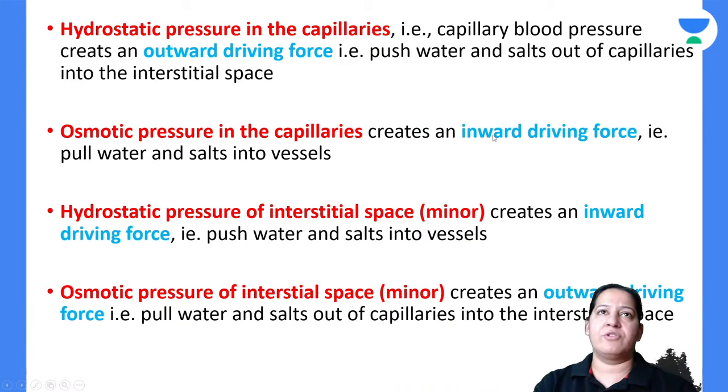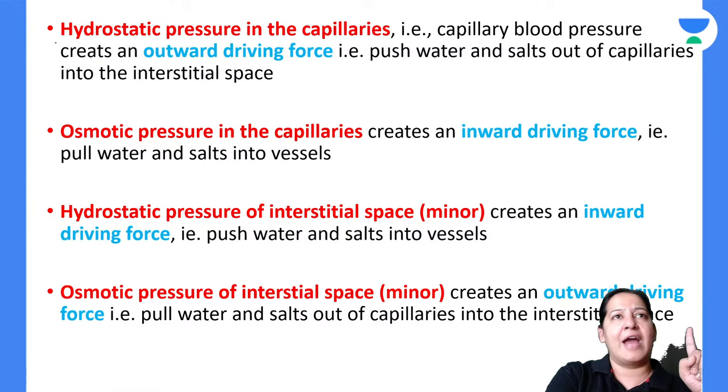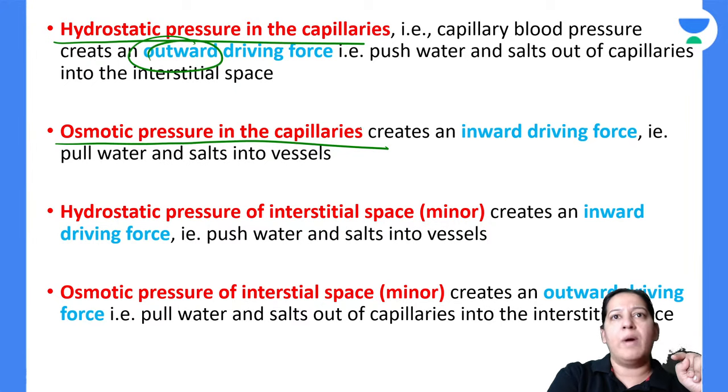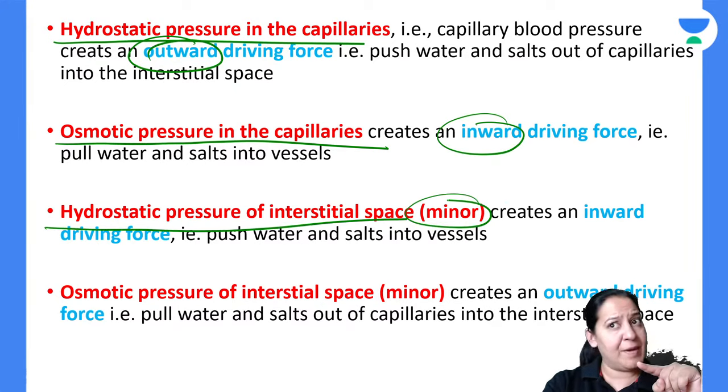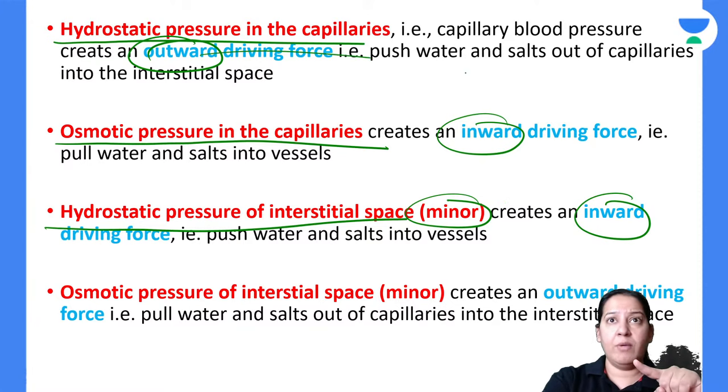So the same thing is written in front of you. The four pressures are given. You can see hydrostatic pressure of the capillary, osmotic pressure of the capillary. It is outward. It is inward. Right. But hydrostatic pressure of the interstitial fluid, it is a minor pressure. So it is inward. Instead of outward, it is inward now.